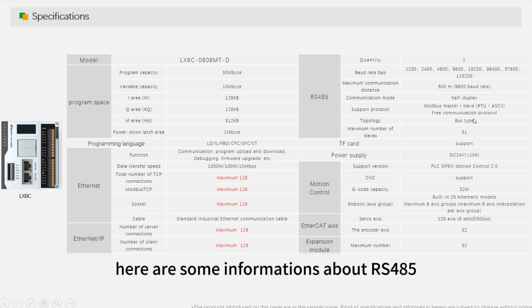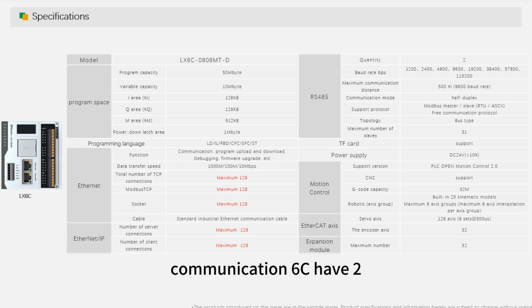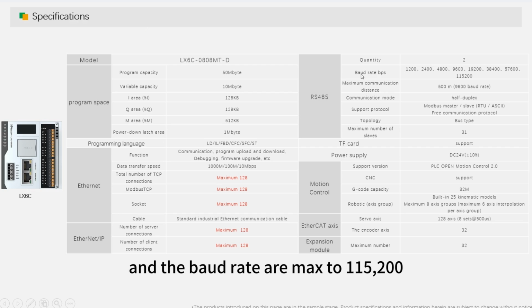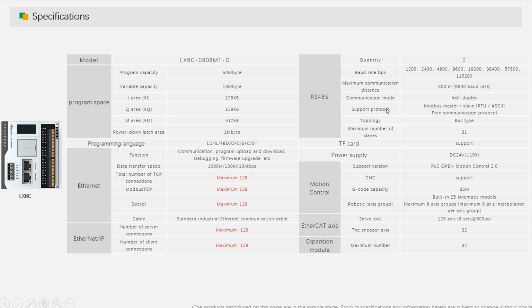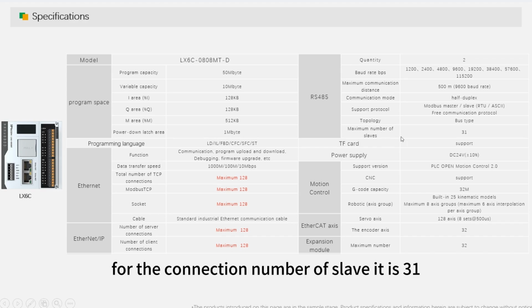Here are some information about RS485 communication. 6C have 2 COM ports, and the baud rate are max to 115,200. For the connection number of slaves, it is 31.